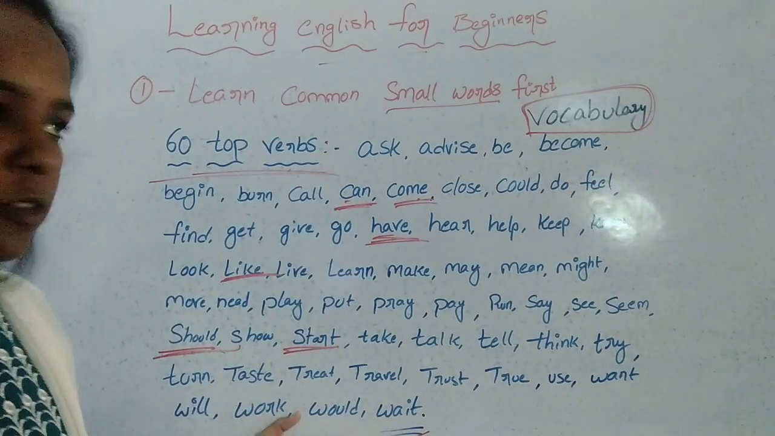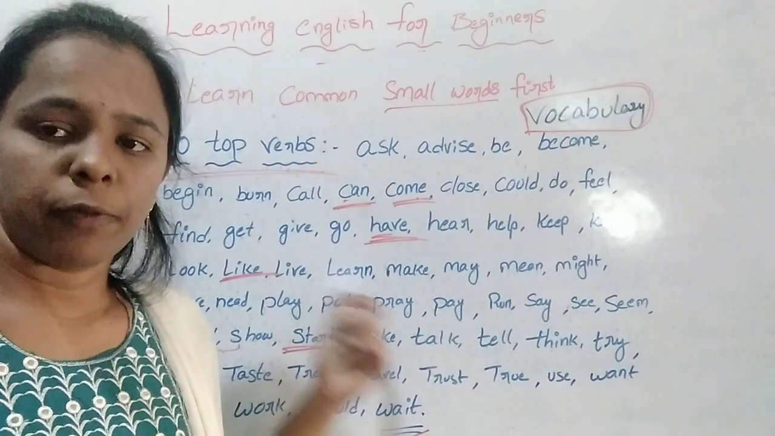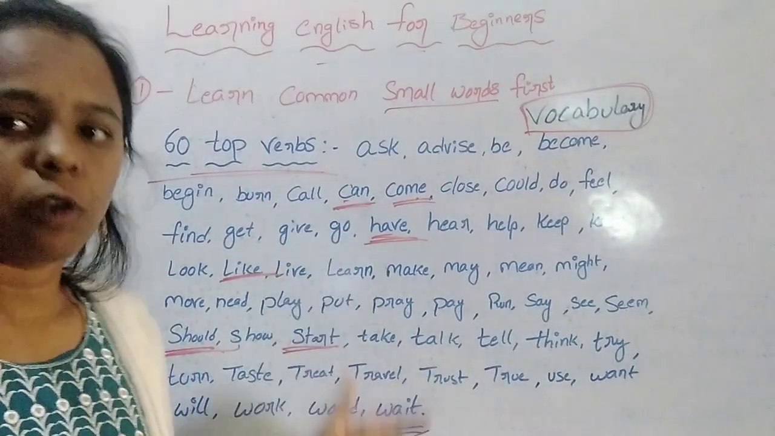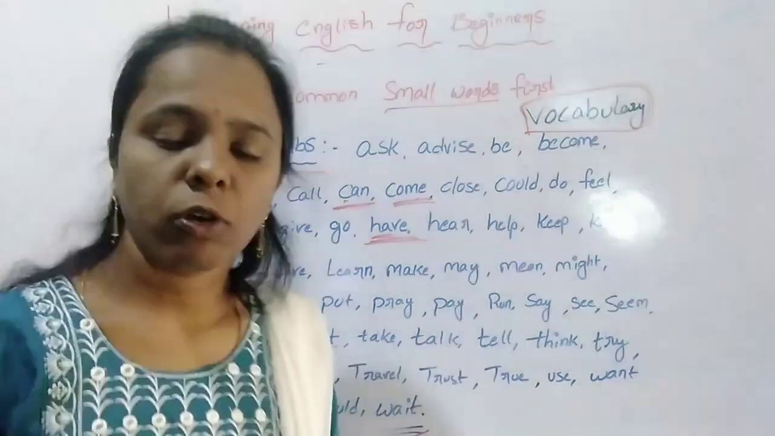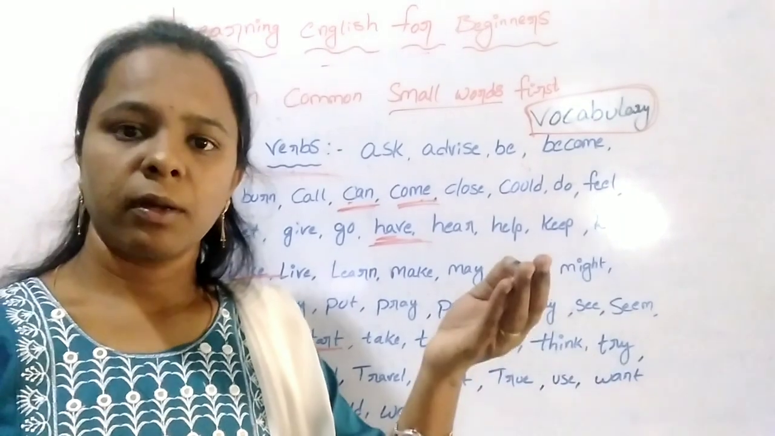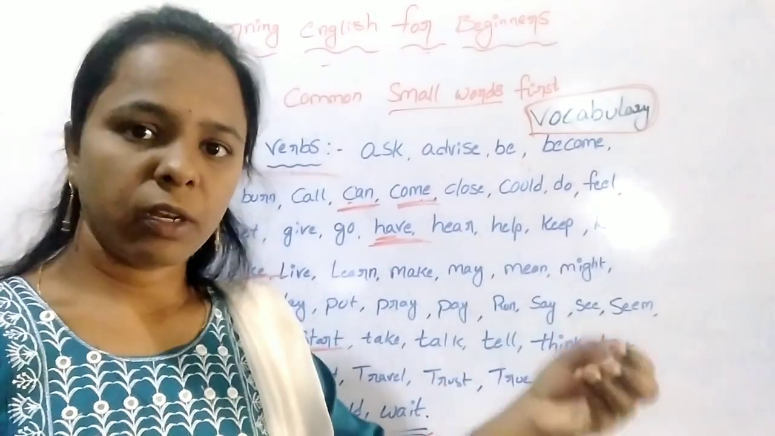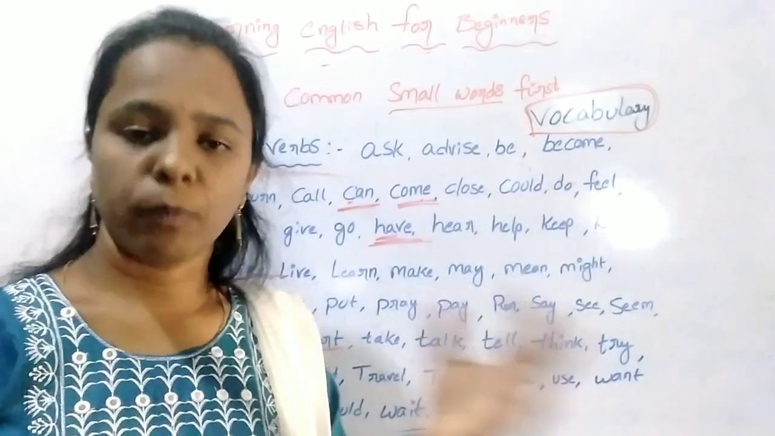All 60 words. I have written the words from A to Z, in alphabetical order. So you need to follow these words. You need to know at least the small words. Then only you can talk with anyone. When you talk with them, at least say drink like that. They will understand. They will give you a glass of water, a bottle of water.